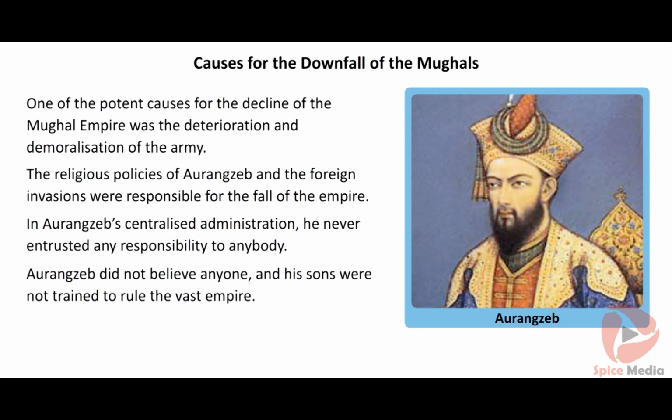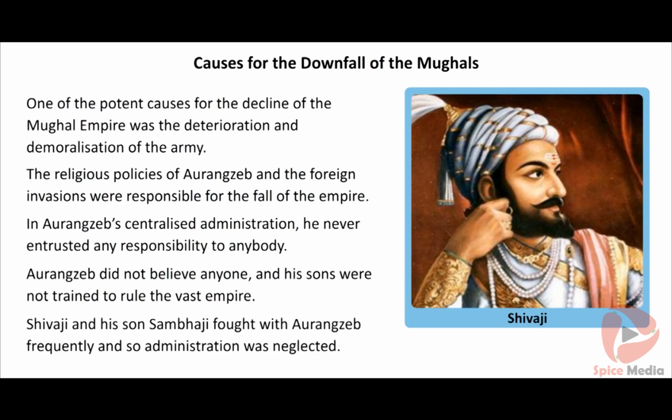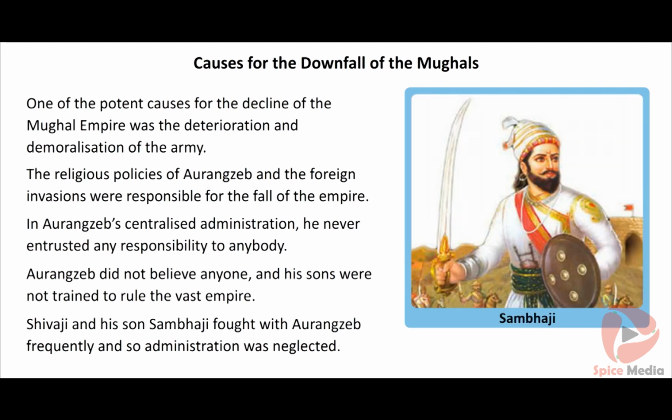Continuous war with the Marathas weakened the empire. Shivaji and his son Sambhaji constantly fought with Aurangazeb. Hence, administration was neglected and money was wasted. The Mughal army was a heterogeneous group. There was no harmony among them. The army degenerated from the moral point of view in due course of time.